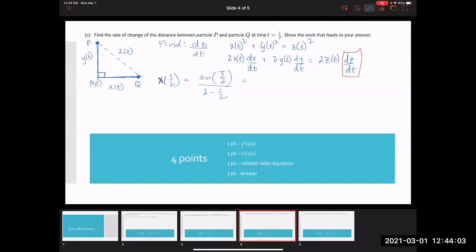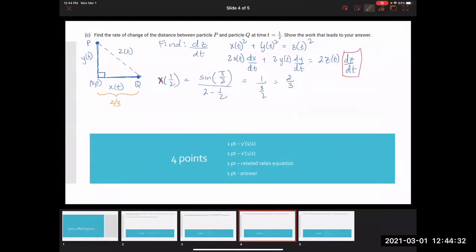And sine of pi over 2, that's another angle from your unit circle. That's the y coordinate for 90 degrees. The y coordinate for 90 degrees is 1. So you've got 1 over 3/2, which if you do keep change flip, or however you remember dividing fractions, this gives you 2/3. So the distance from here to here is 2/3.